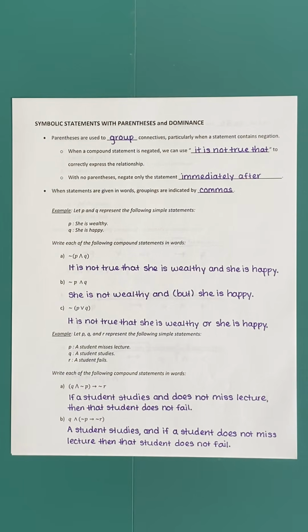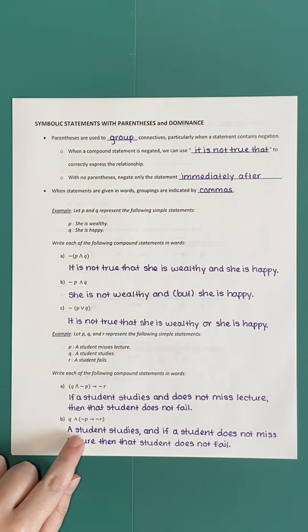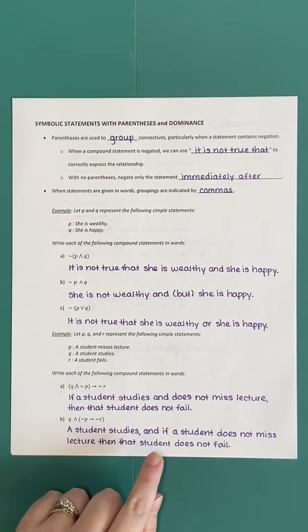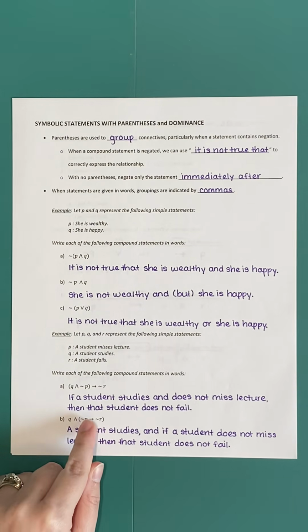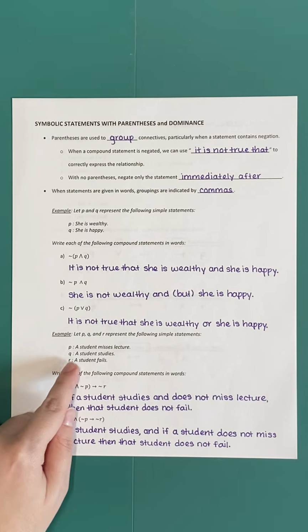So if we just work left to right, here we go. So Q, a student studies, and notice I put a comma. We'll talk about that in a minute. And not P implies not R. So not P, a student misses lecture. Not R, a student fails.